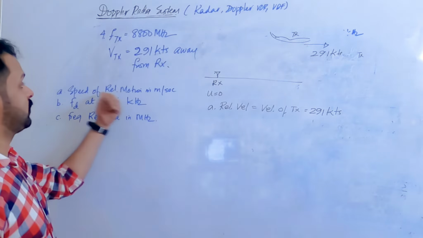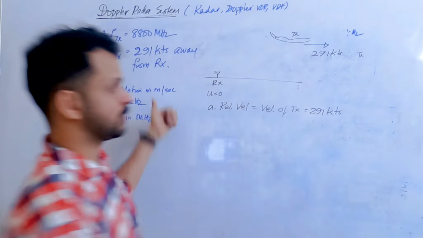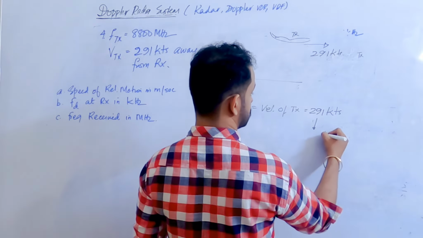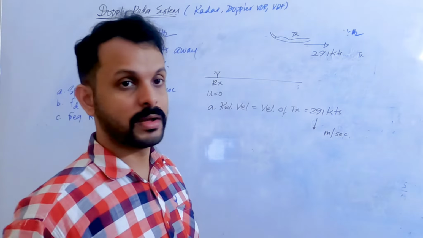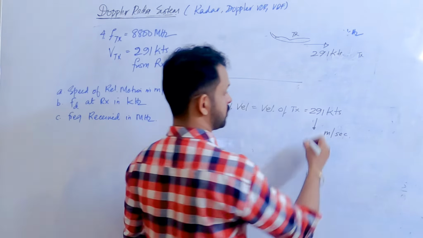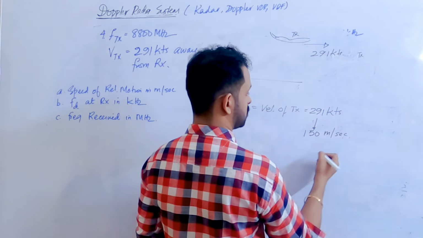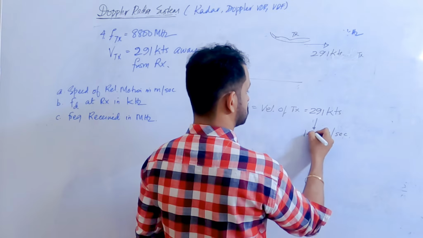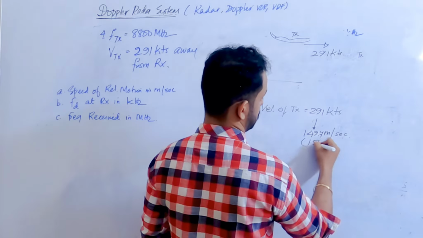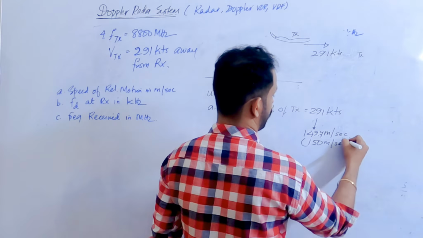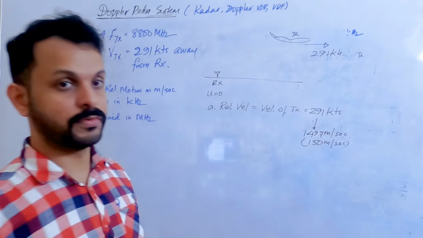You're asked to find the relative velocity not in knots but in meters per second. We have to convert this to meters per second. It's almost going to be half, about 150. It's 149.7 this time. Yes, so you can take it as 150. Look at the options and you can always round off to 150 meters per second.